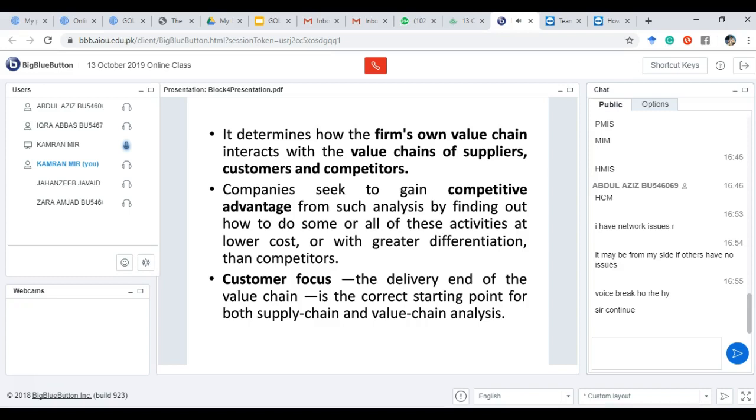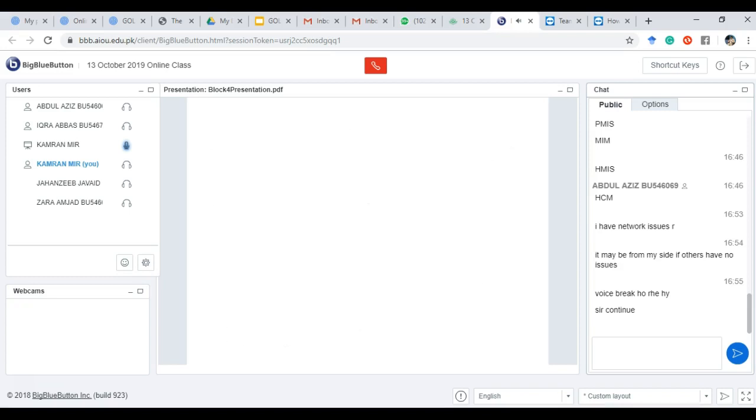But at least what value chain analysis is telling you is how to get a competitive advantage over your suppliers and competitors in the market, and then obviously the customer focus is there as well, as the starting point for both supply chain and value chain analysis.